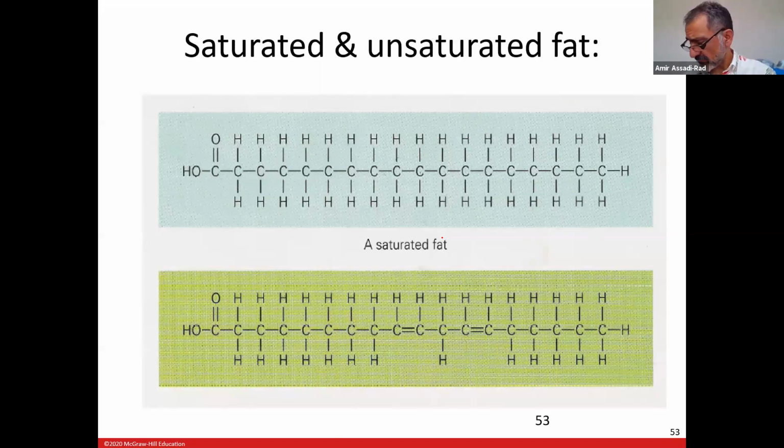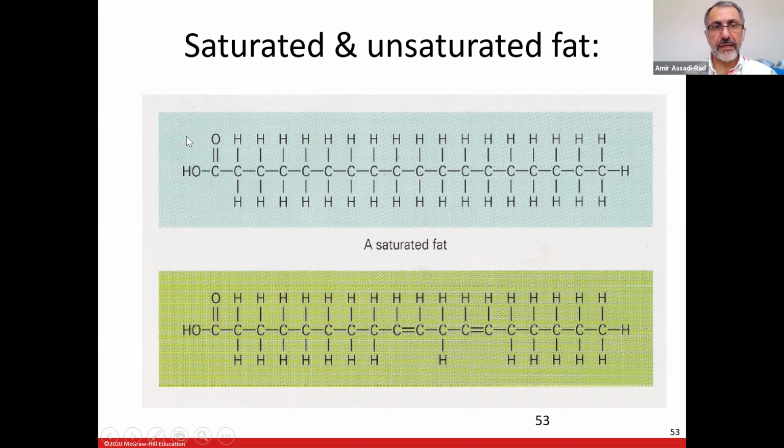Here we go. As you can see, these are carbon, carbon, carbon, covalent bond, covalent bond. I forgot to mention that with glucose molecules, covalent bond, covalent bond. So between the carbon and carbon is a covalent bond. So a lot of carbons.